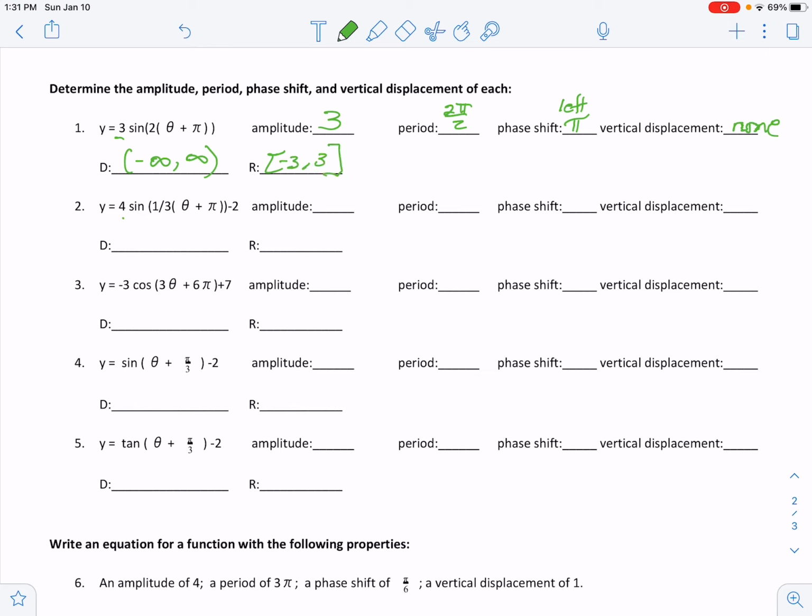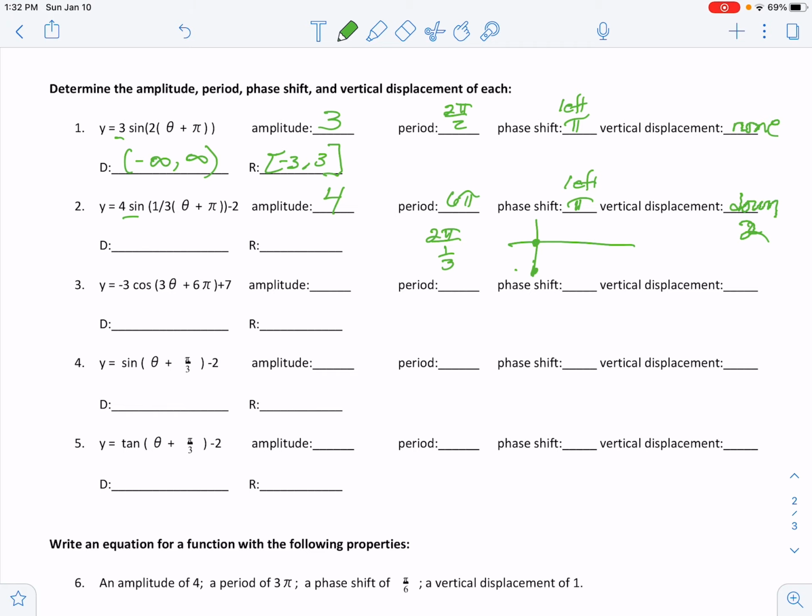All right. Amplitude 4. The period is 2 pi divided by 1/3, which is 6 pi. Phase shift is left pi. Vertical displacement is down 2. Okay? And tell me down, up or down. Don't tell me negative 2. Well, this is going to be a little tricky because I just went down 2. All right, so think about your graph. You went down 2.